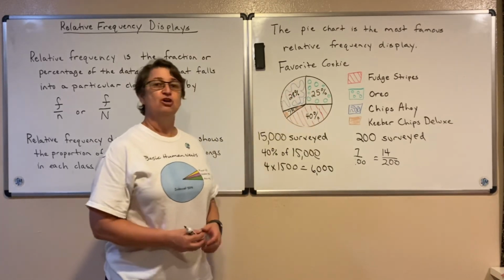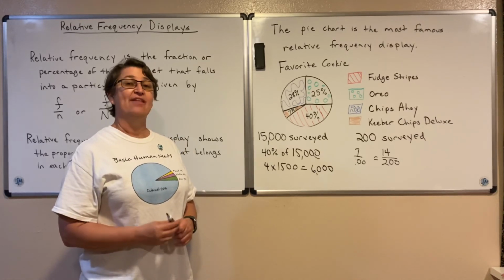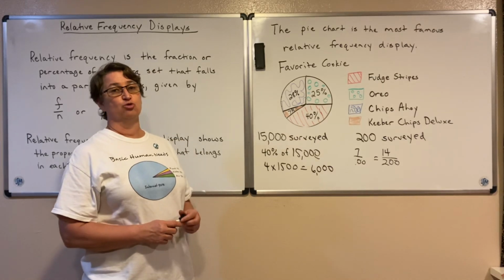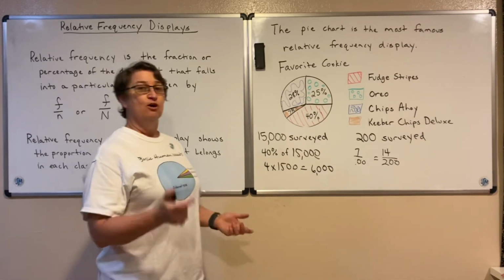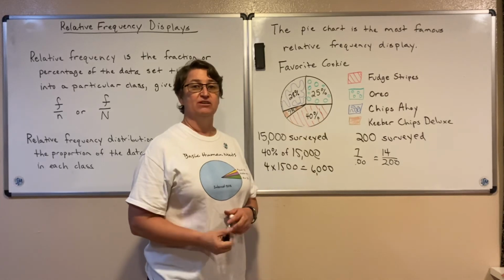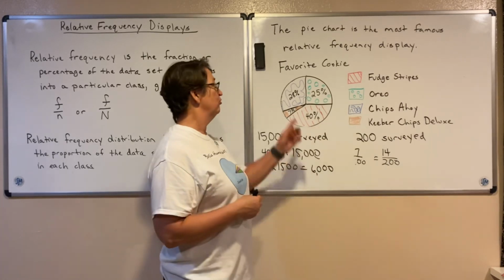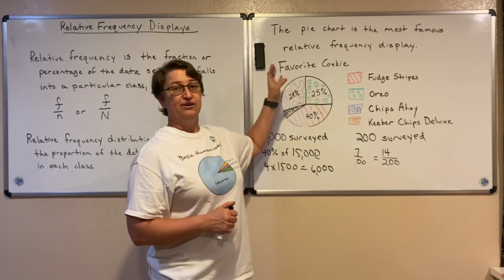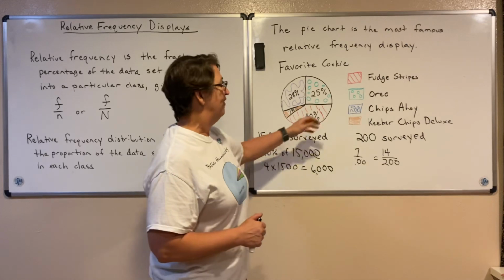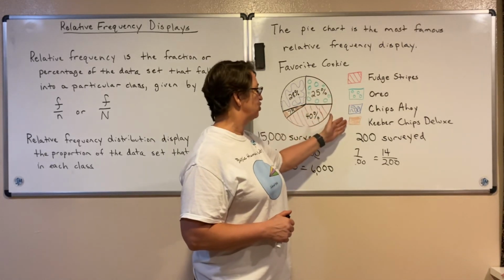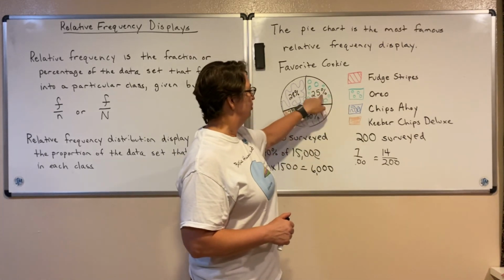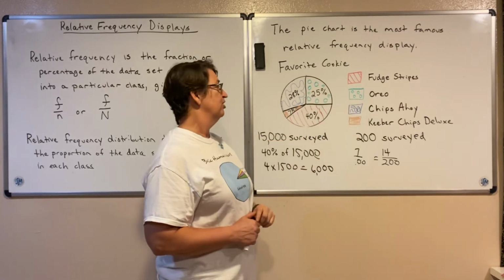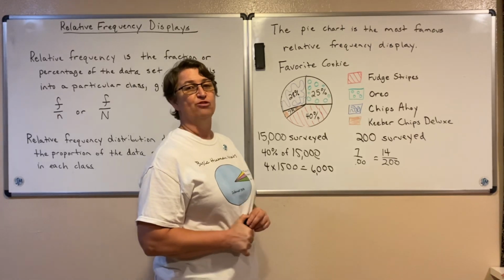So pie charts show qualitative data, and they always show relative frequency. And they're our most famous of those relative frequency displays. A few things about pie charts that we always need to remember to have if we're creating our own. There should always be a title to let our reader know exactly what data is being presented here. And then we should always have a key for our pie charts to let us know where to look, that the Oreo matches here because this symbol is right there. So you've always got to have a key along with your pie chart.